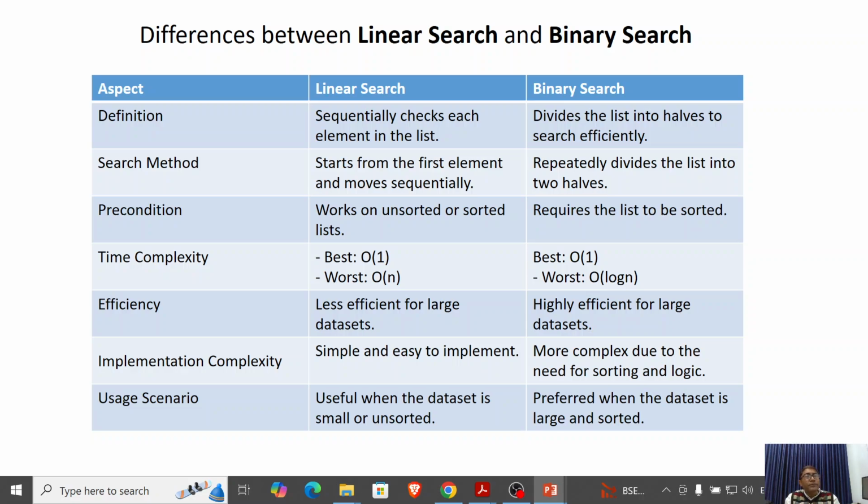In terms of efficiency, linear search is obviously less efficient for a large database or large list, and binary search is highly efficient for a large database. Implementation complexity: linear search is very simple and easy to implement, but binary search is much more complex than linear search. User scenario: linear search is useful when the dataset is very small and obviously unsorted, and binary search is preferred when the dataset is large and sorted.